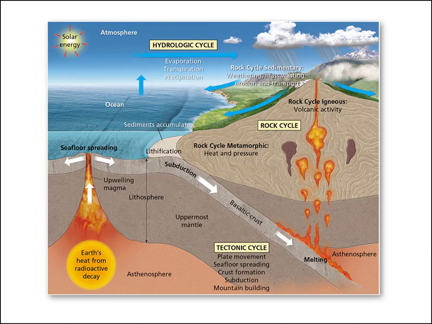While the internal forces such as plate motions and volcanism build landforms, surface processes such as weathering and erosion work to reshape them. Although the processes occur slowly over geologic time, the result is a restless planet where these two opposing forces interact in a process called the geologic cycle.